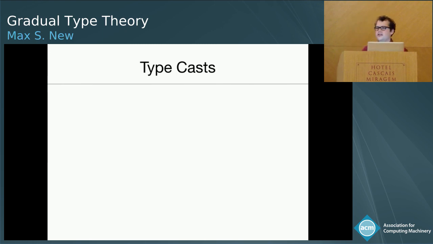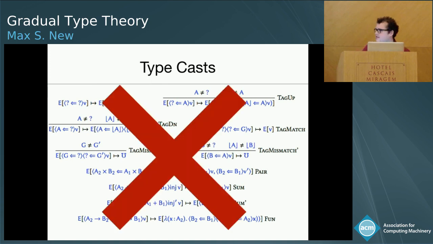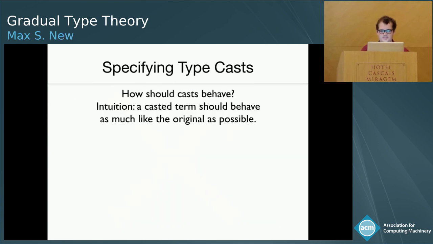Okay, so now how do we actually specify the behavior of these typecasts? Normally at this point, I would throw a bunch of operational rules at you, and you'd get a bunch for each type. But that's not what we're going to do today. Instead, we're going to sit back and ask, how should these casts behave? The intuition we have from the graduality theorem is that when I cast a term, it should behave as much like the original term as possible while inhabiting the new type.